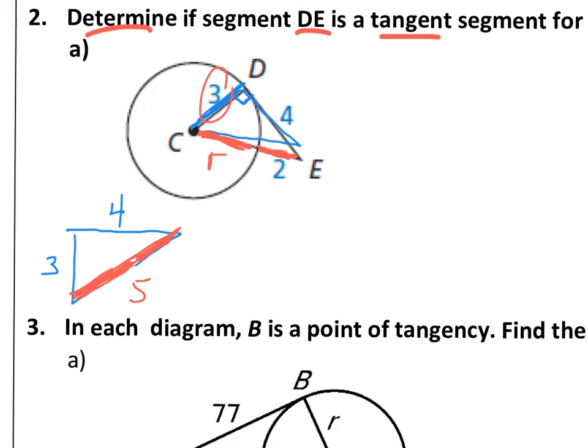Well, this is the same exact problem we had last time. I have the 3, 4, 5, so I know that if I plug it into the Pythagorean theorem, I'm going to get a squared plus b squared equal to c squared. So once again, the answer is yes.